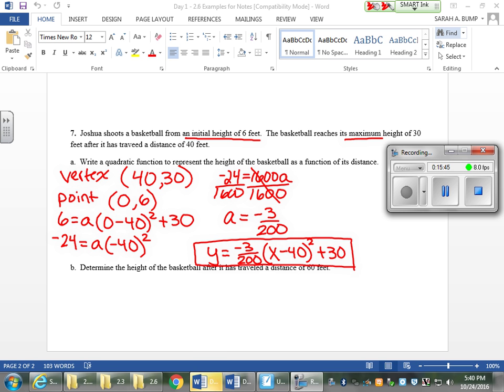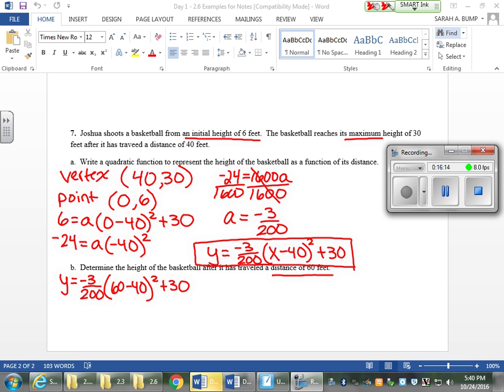Now that we have our model, we can answer our follow-up question in part B. It says determine the height of the basketball if it's traveled a distance of 60 feet. Distance is important there. That means that value is an x value, not a y value. It's distance. So we're going to sub it in for x. Y will equal negative 3 over 200, 60 minus 40 squared, plus 30.